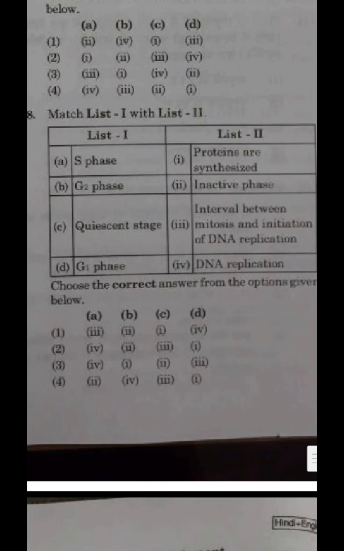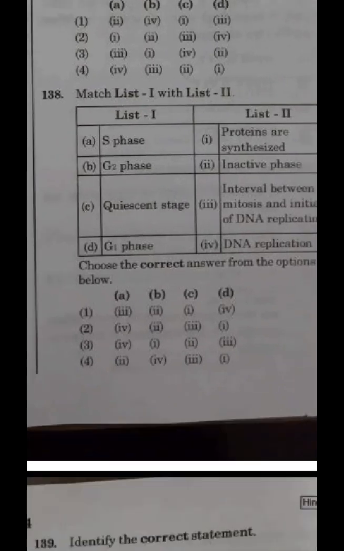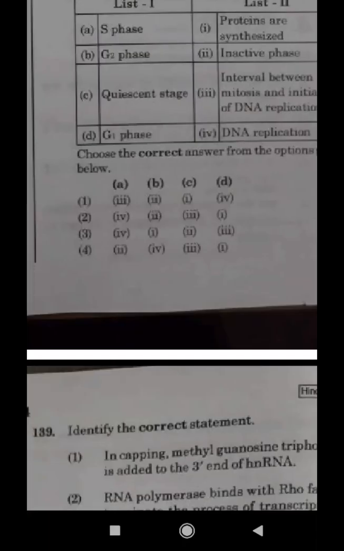Then we see that the G1 phase goes with option 3. That is, it is an interval between mitosis and initiation of DNA replication, because G1 is the phase of interphase which is present between mitosis and S phase. So the correct option for question number 138 is option 3. Now let us move on to question number 139.